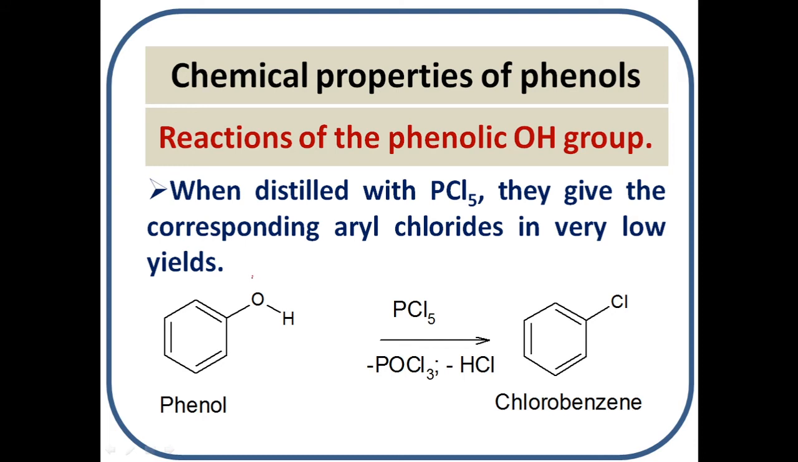PCl5 may be visualized as PCl3 attached to two chlorine atoms like this. And the reaction takes place in this manner. POCl3 will be liberated. HCl will also be liberated in this way. Therefore, liberation of HCl and liberation of POCl3 happens, and the remaining chlorine atom will be attached to the aromatic nucleus to get chlorobenzene.